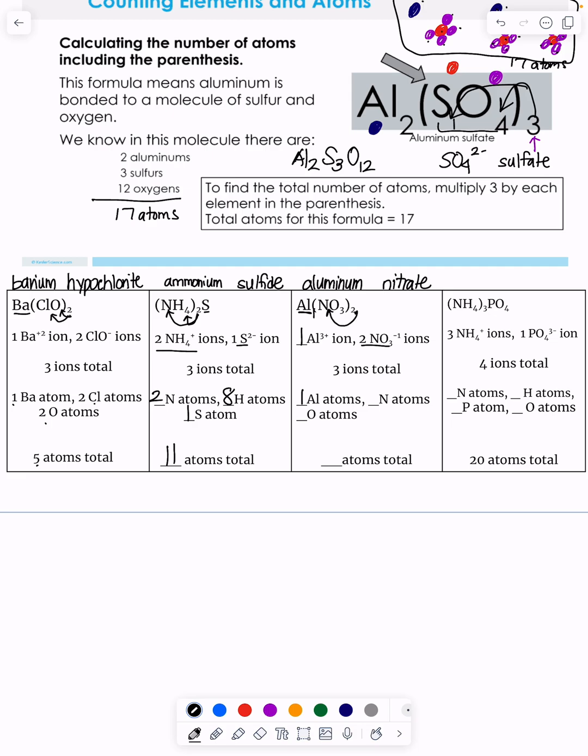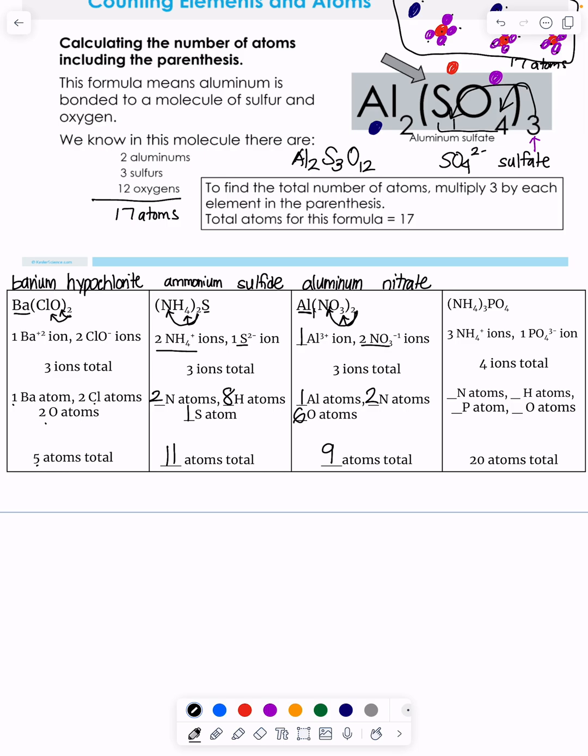I distribute the 2 to the 1 N. There's 2 N's. I distribute the 2 to the 3 for the O's. There's 6 O's. 6 plus 2 plus 1, that's 9 atoms total. All right, I'd like you to do this last one on your own. I'll cut the video off here.